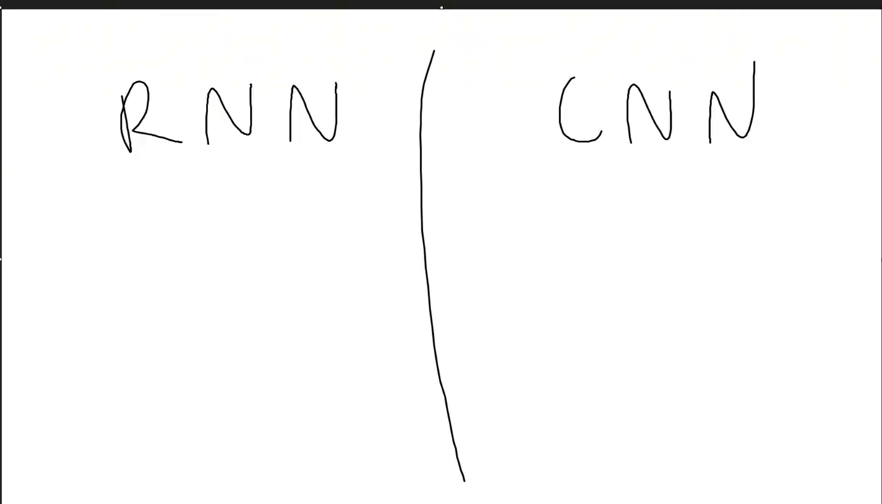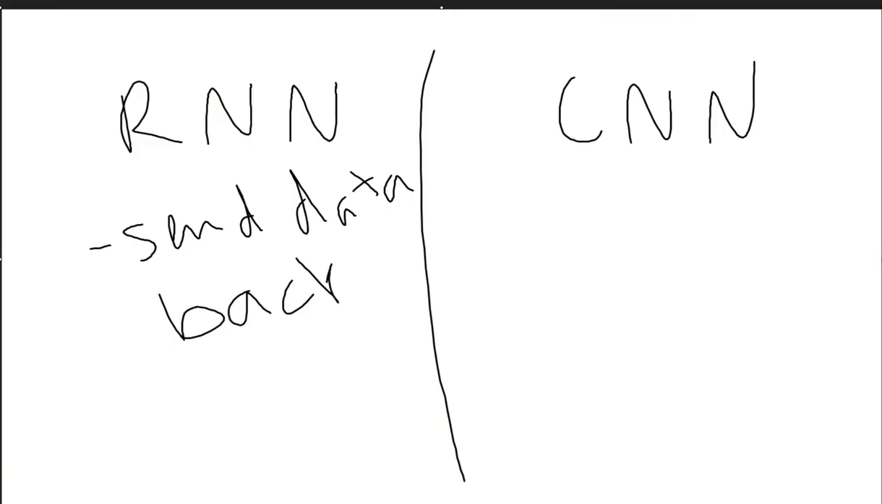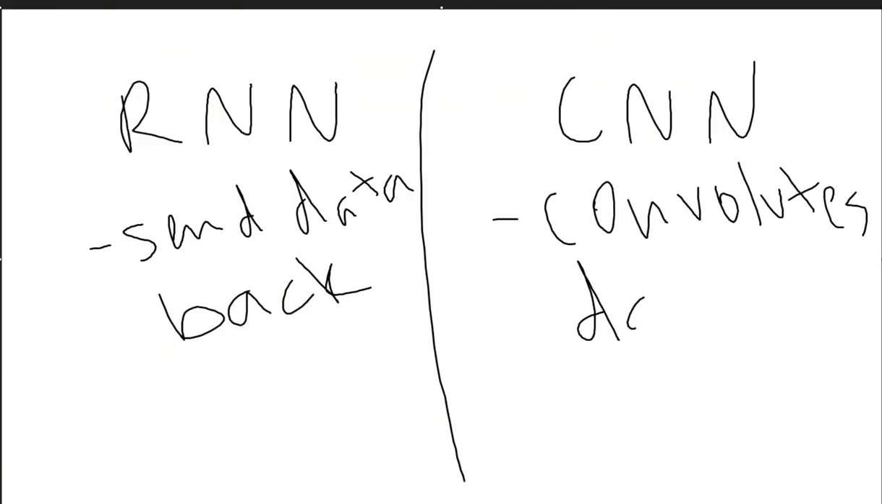But how is this different from a convolutional neural network? The major difference between this and a convolutional neural network is that a recurrent neural network processes the same type of data, but the data comes from different times, while the convolutional neural network takes a group of pixels and convolves them, which are completely different processes.